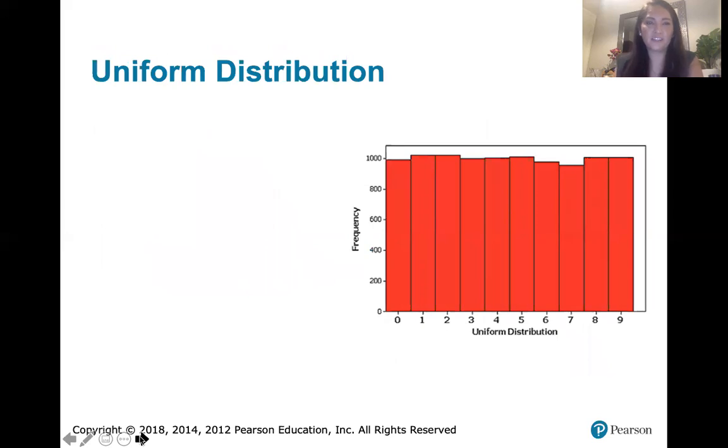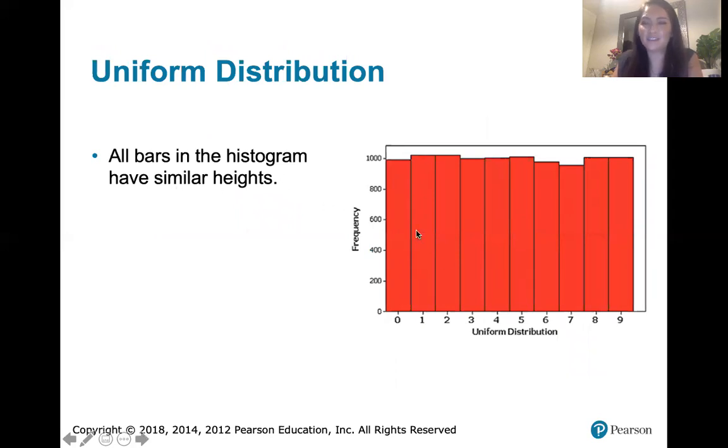Another type of distribution that comes up pretty often is a uniform distribution. If you look at the graph, it looks like a giant rectangle, and it kind of is. Notice that all of the bars in the histogram have similar heights. This is what I would expect if I were rolling a fair die over and over and tallying how many ones, twos, threes, fours, fives, and sixes I got. I would expect approximately 1 out of 6 times to get a 1, 1 out of 6 times to get a 2, and 1 out of 6 times to get a 3.